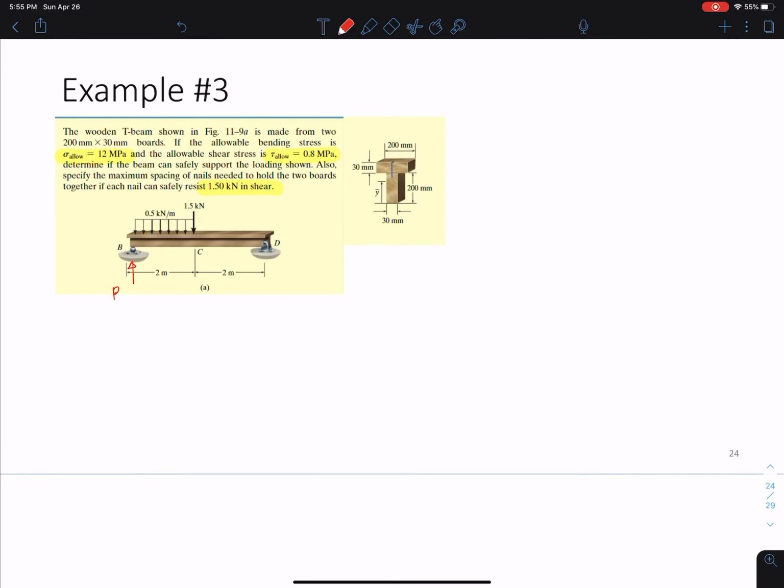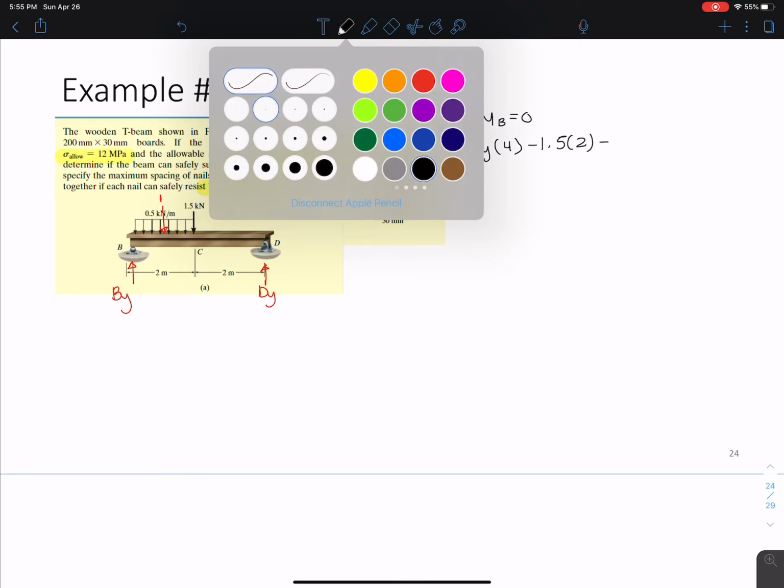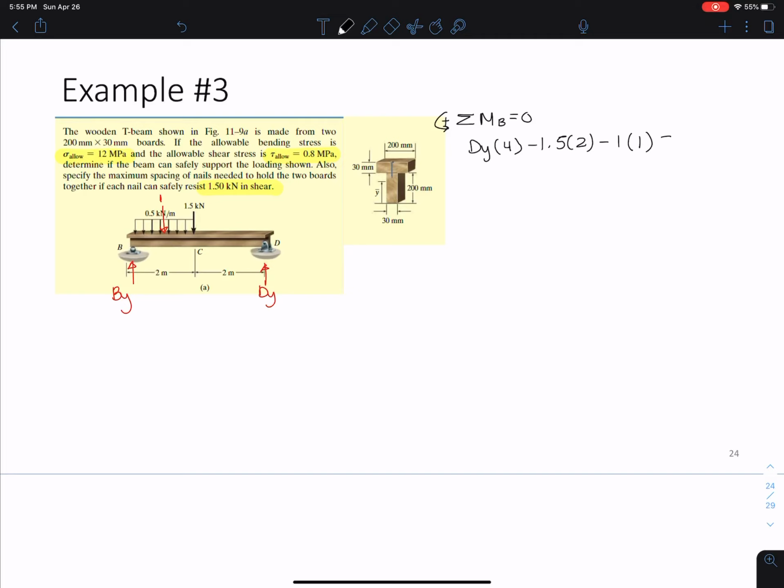We have a BY, we have a DY, and I'm going to start, let's do this here, some moments, let's do it about B. Counterclockwise is positive. DY times 4 minus 1.5 times 2 minus, and then the resultant here is just 1.5 times 2. So minus 1 times 1 equals 0. And we get DY equals, I think this is just 1, right? Because we have 4 DY equals 1 plus 1, 2, DY equals 2, a half.